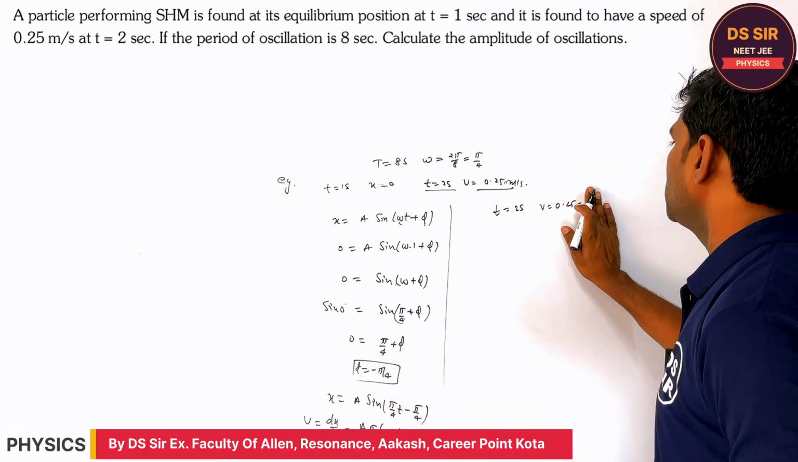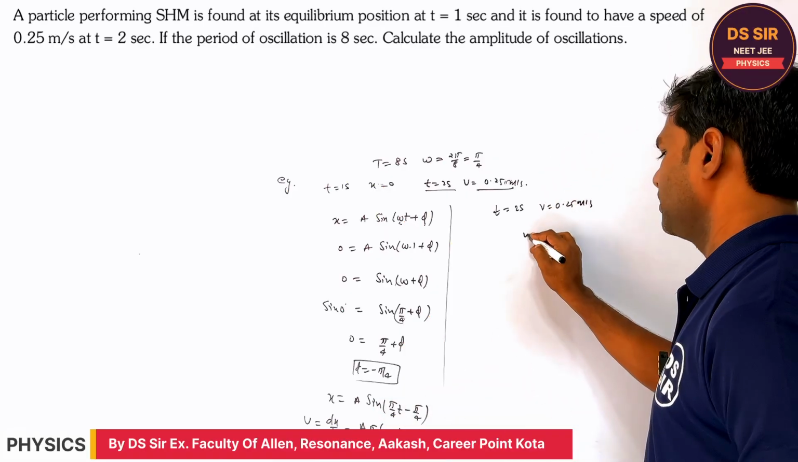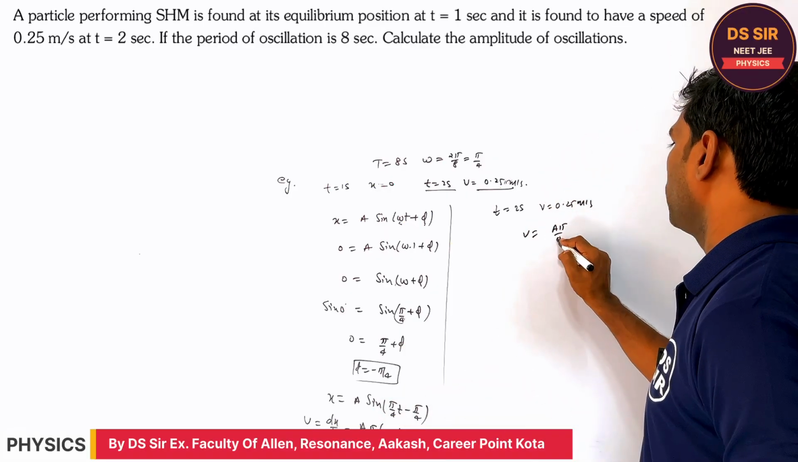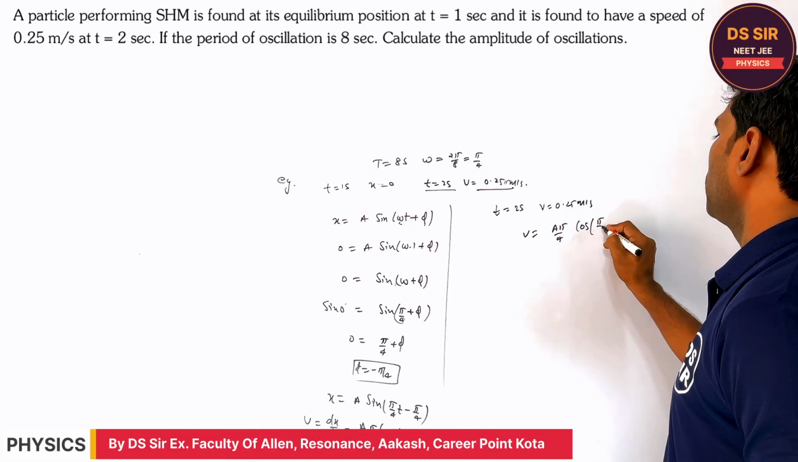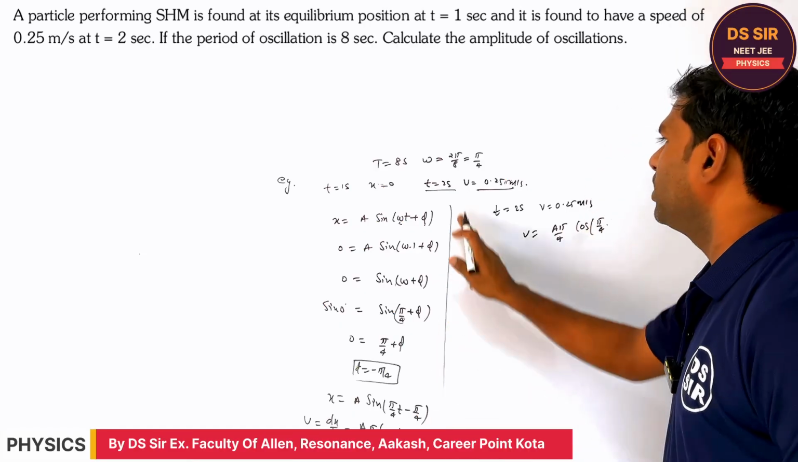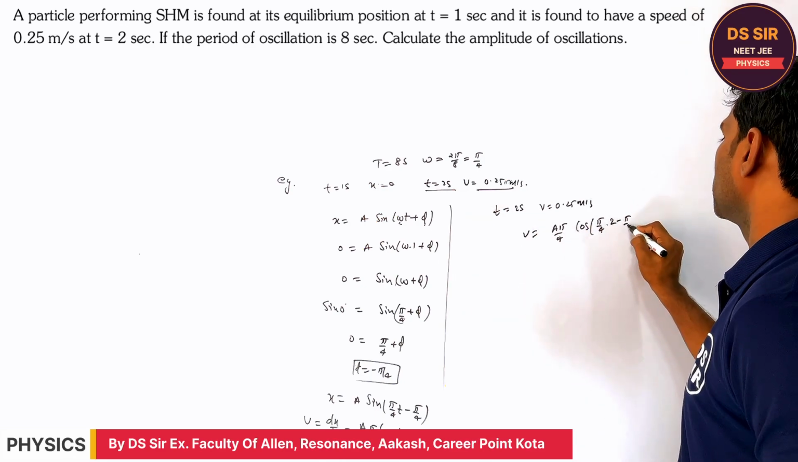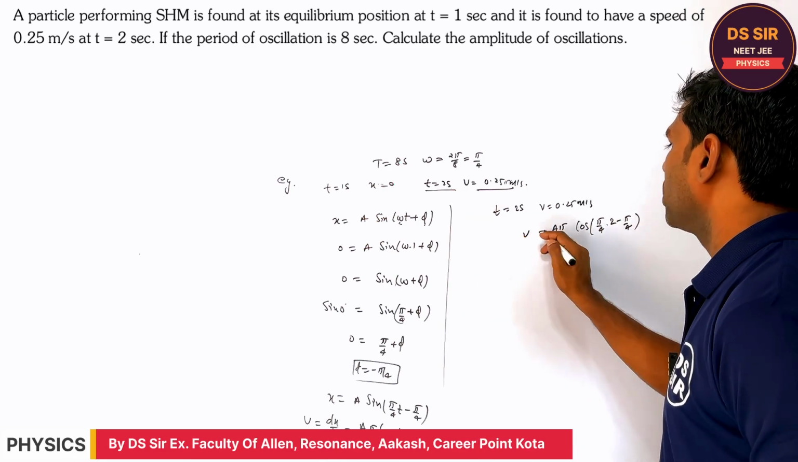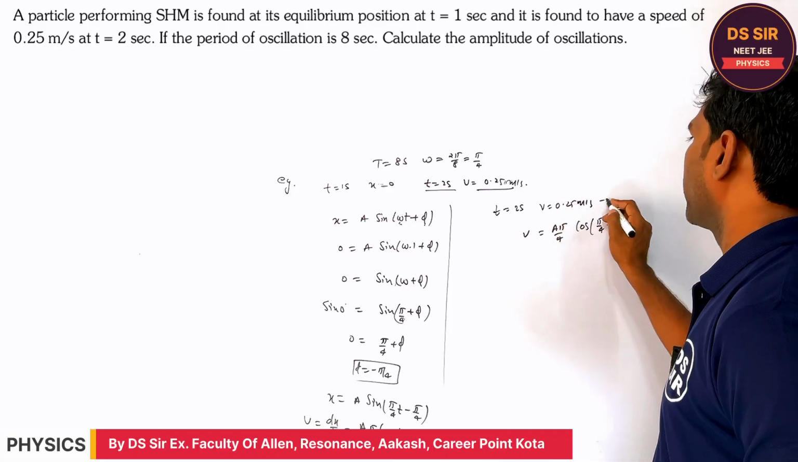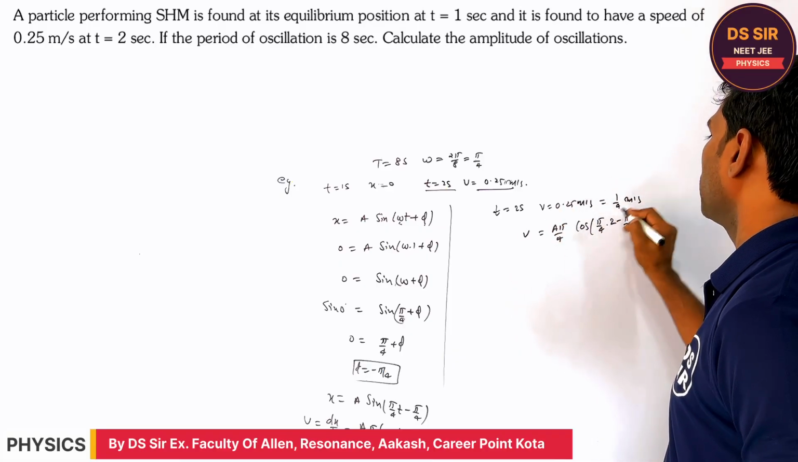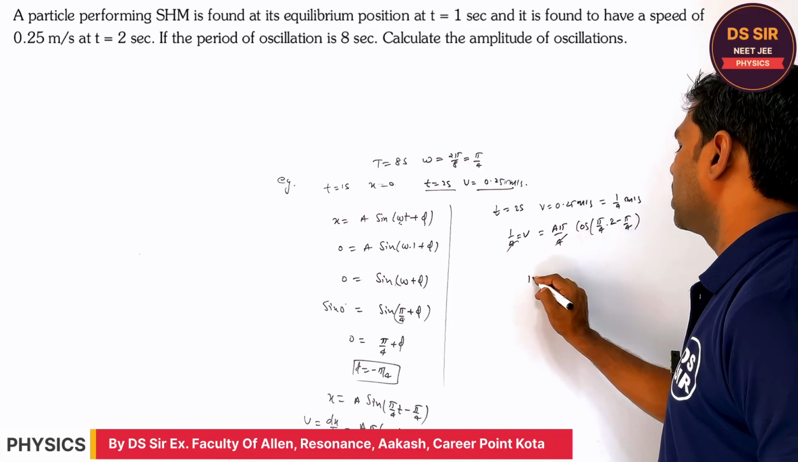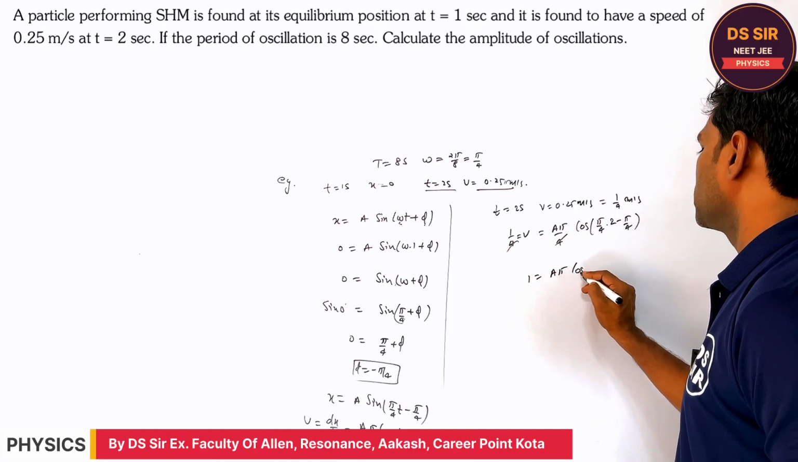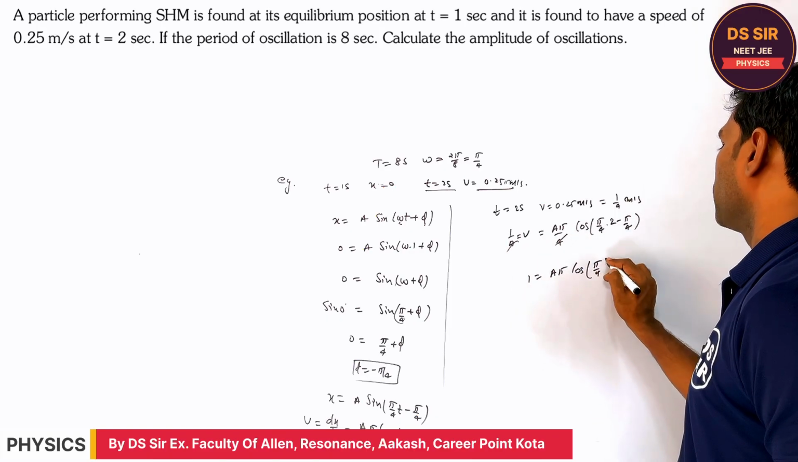The velocity is 0.25 meter per second. V is equal to a pi by 4 cos pi by 4 into t. What is the value of t? I will put t as 2 minus pi by 4, and the velocity becomes 0.25, meaning 1 by 4 meter per second, right? This 4 will cancel out. A pi cos, this is pi by 4 if you calculate.